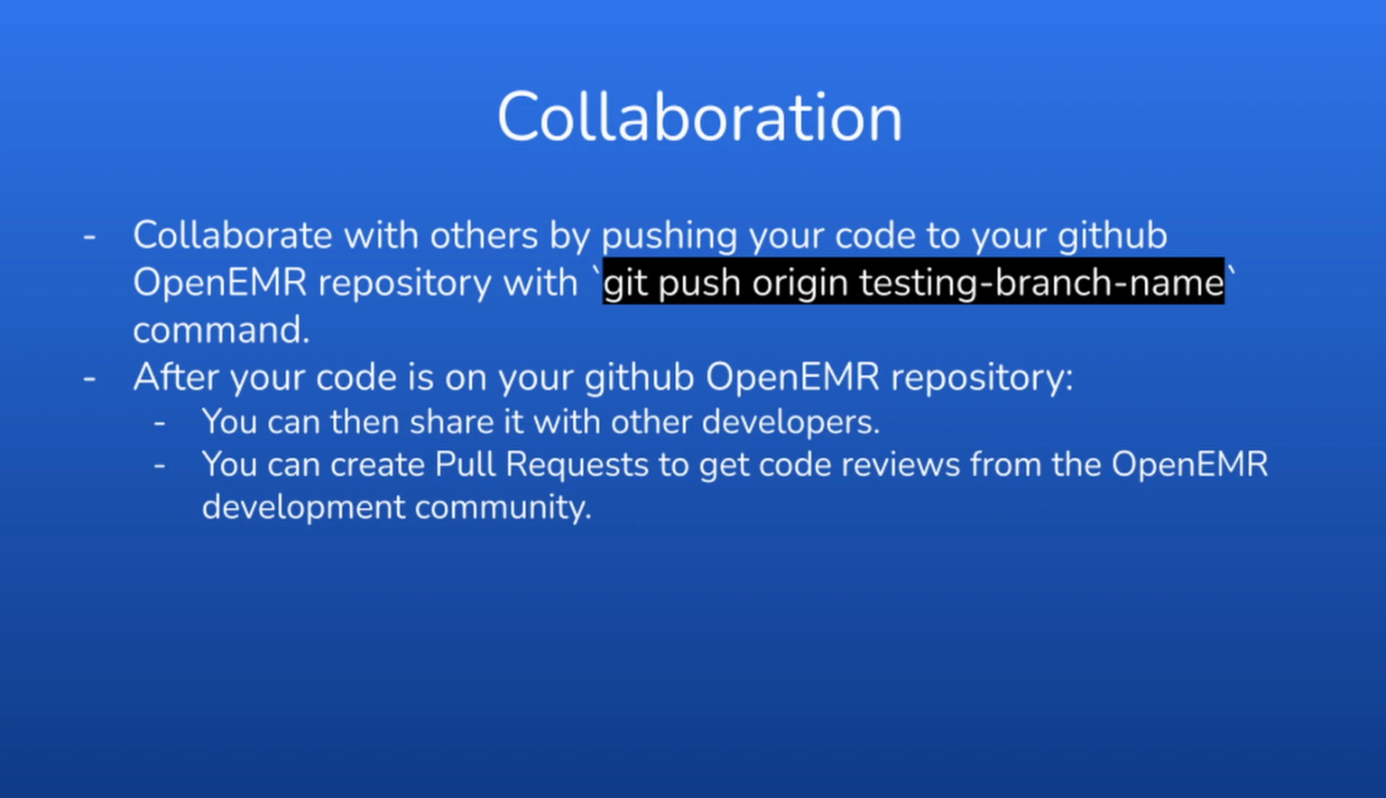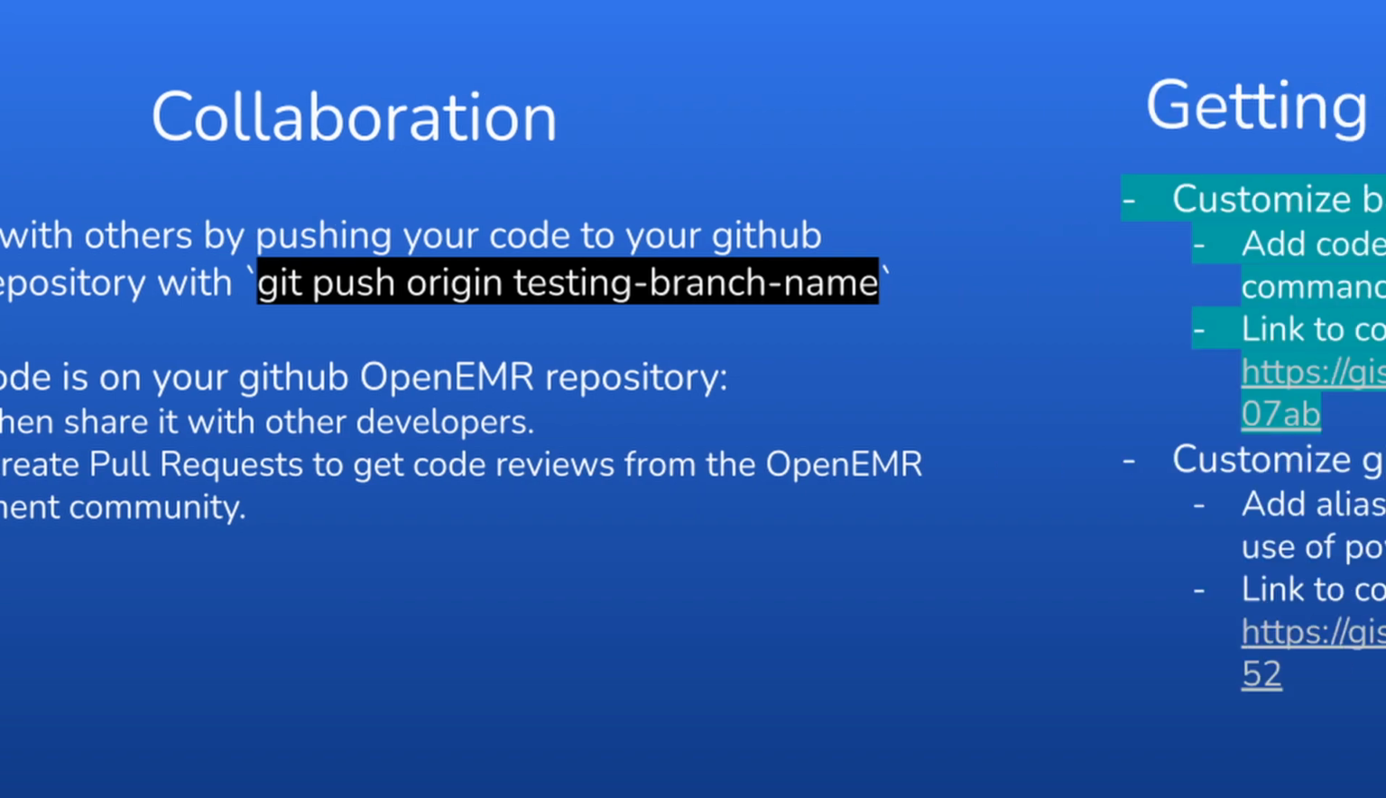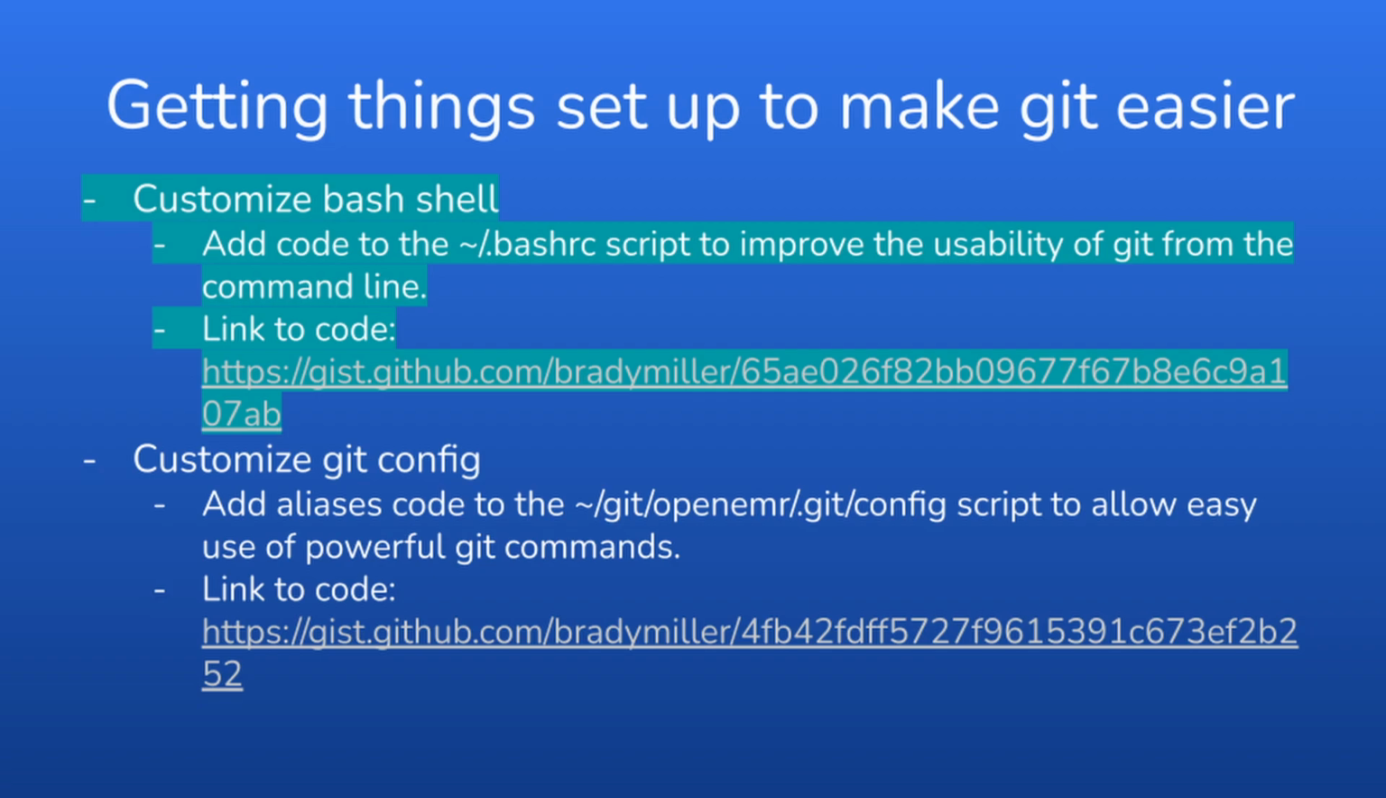Let's get started. First, we will customize the bash shell to improve the usability of Git by placing this script of code into the bashrc script. The link to this code is on this slide and can also be found in the video summary.